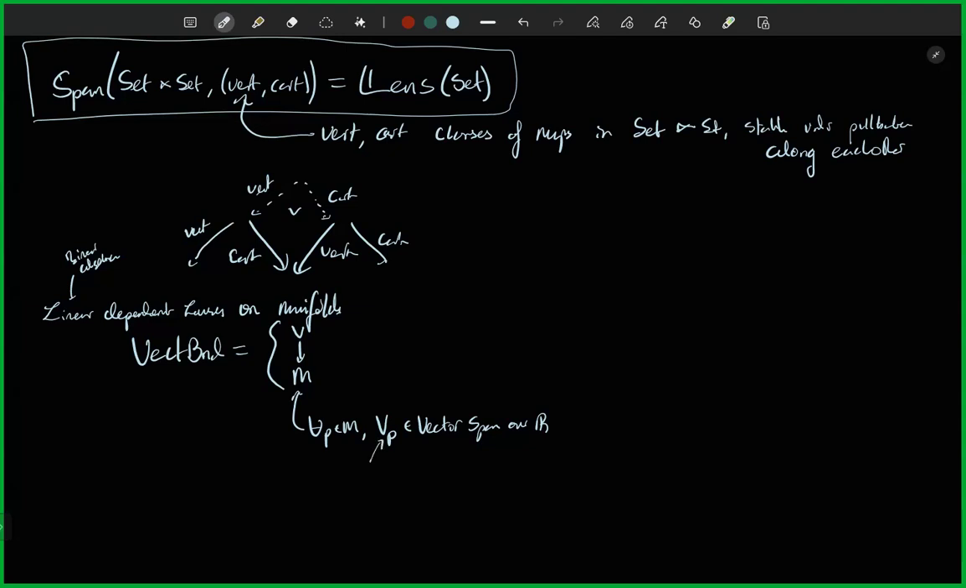This V_P is known as the fiber over P. Right? And a map is just a commuting square. So maybe I'll call this V_N, and this is V_N. A map is a commuting square. And so it's a theorem that vector bundles pull back.